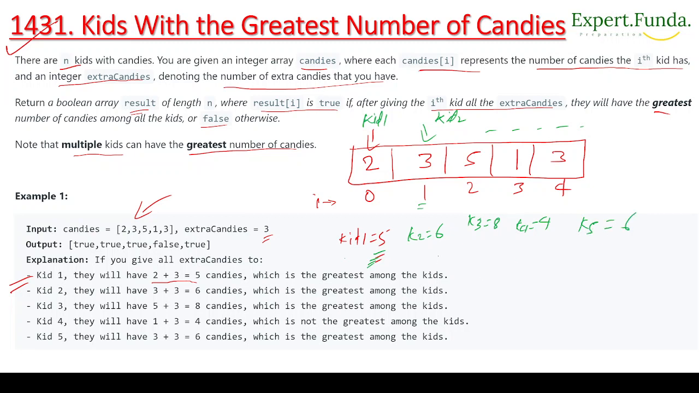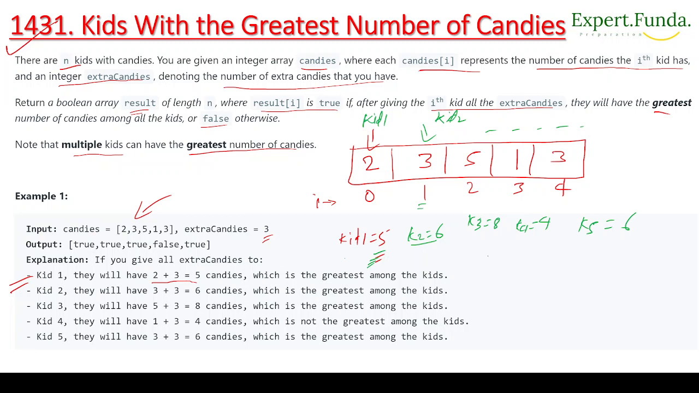So who has the maximum, the greatest among all the kids? For kid 1, 2 plus 3 we did, 5, right? So kid 1 will have 5 candies, and he is the greatest among all the kids, because he has 5, let's suppose. Now if you come to k2, he has 6, and that is the greatest among the kids. That is also true, right?